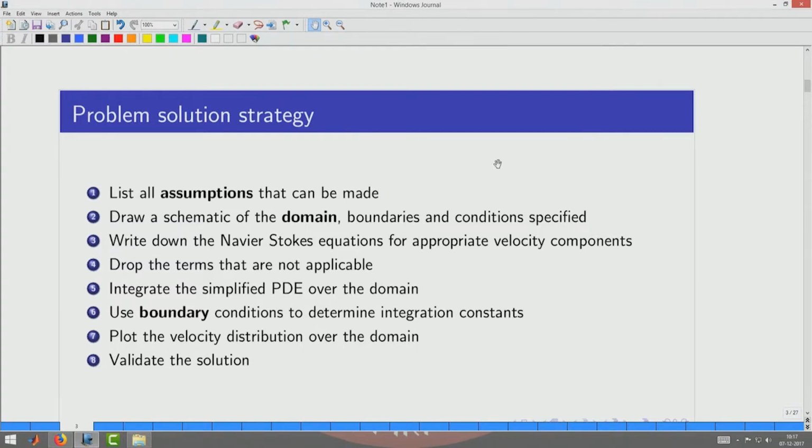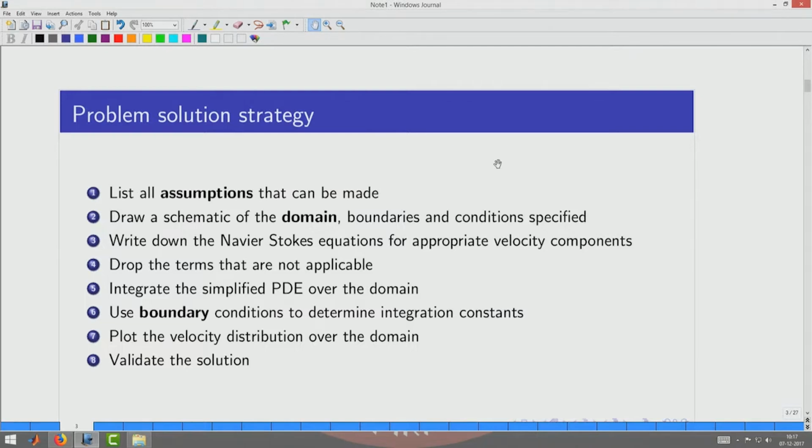Then we write the Navier-Stokes equation for the appropriate velocity component in the appropriate coordinate system, and then we look at all the terms and drop the terms that are not required because of the assumptions that we made, and then the equation will reduce to just a couple of terms which we can then integrate over the entire domain to arrive at the solution. While writing the solution, we will usually have integration constants which we can determine using the boundary conditions, and once we have this solution in the analytical form, we can plot the velocity distribution over the entire domain and examine whether the distribution looks reasonable and appropriate for the problem that we started off.